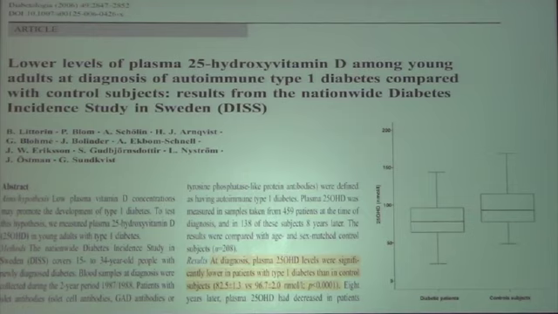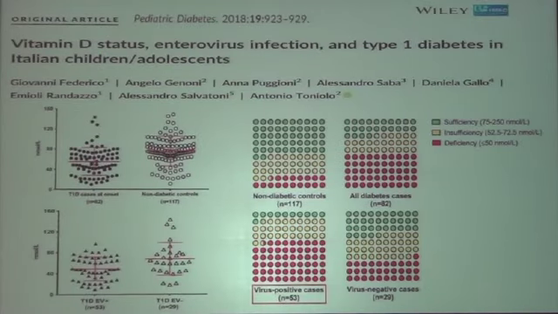So several observational studies have demonstrated that patients with both new onset and established type 1 diabetes have a lower level of vitamin D and a higher prevalence and more profound vitamin D deficiency. And this is a recent Italian study demonstrating not only that patients at the clinical onset of type 1 diabetes have higher prevalence of vitamin D deficiency and lower levels of vitamin D, but also that vitamin D deficiency is more prevalent in enterovirus positive versus enterovirus negative patients.